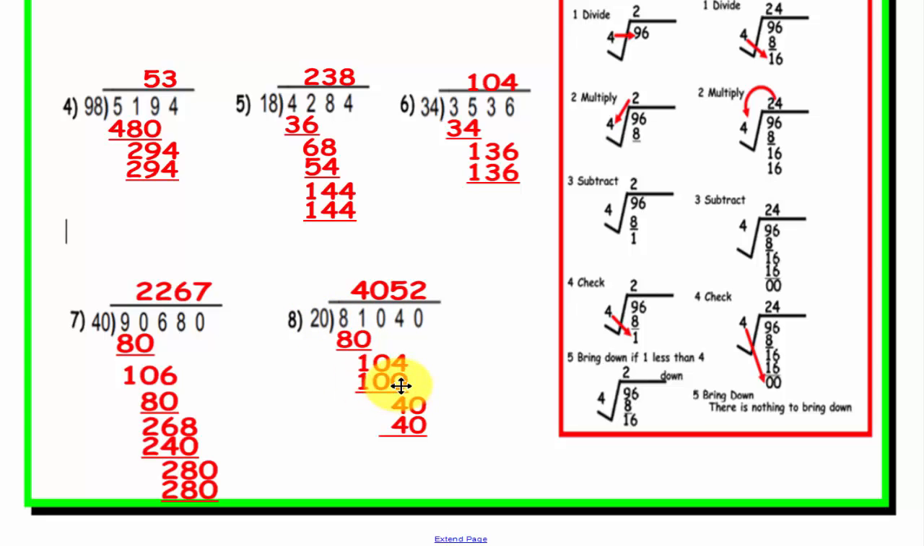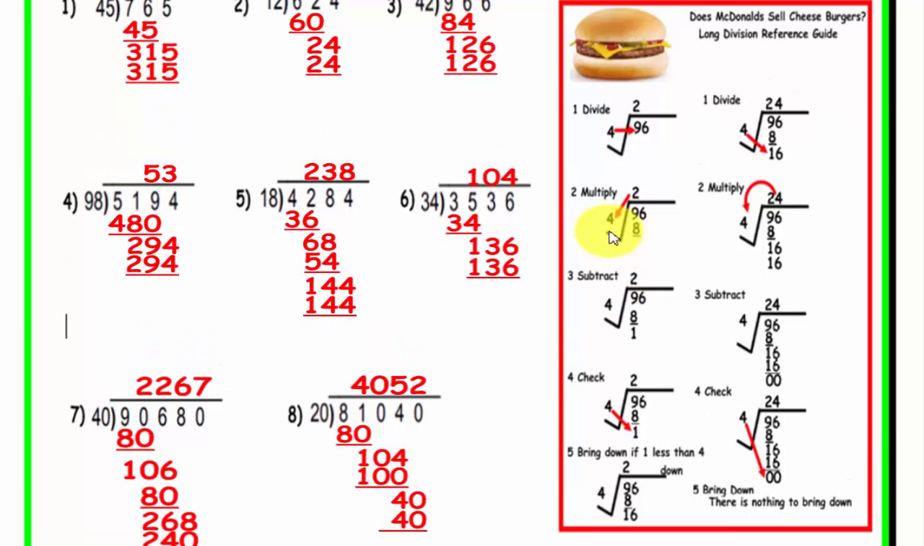Okay? Subtract. 0 from 4 is 4. These 2 numbers cancel out. Bring down the 0. Does 20 go into 40? Yes, it does. 2 times. 2 times 20 is 40. Okay? Hopefully your answers matched ours. And please remember, you can follow this logic here, right?